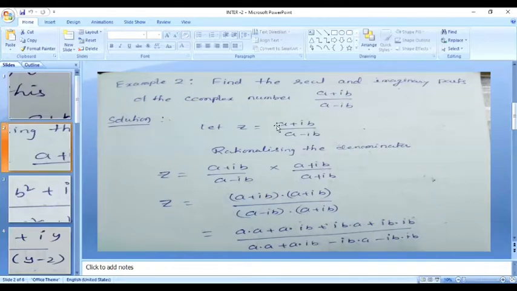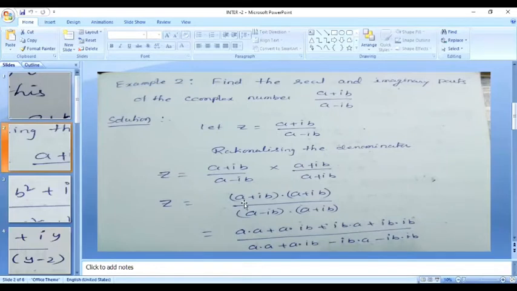Now, we rationalize the denominator, that is a minus ib. Rationalizing the denominator means we have to multiply and divide with the opposite sign. That is, a minus ib means we have to multiply and divide by a plus ib. See, (a plus ib) by (a minus ib) into the opposite sign, that is (a plus ib) by (a plus ib). We multiply numerator into numerator and denominator into denominator. Now, (a plus ib) into (a plus ib) by (a minus ib) into (a plus ib).